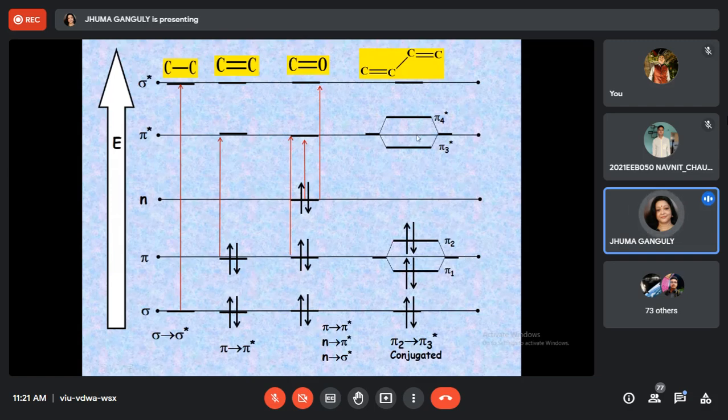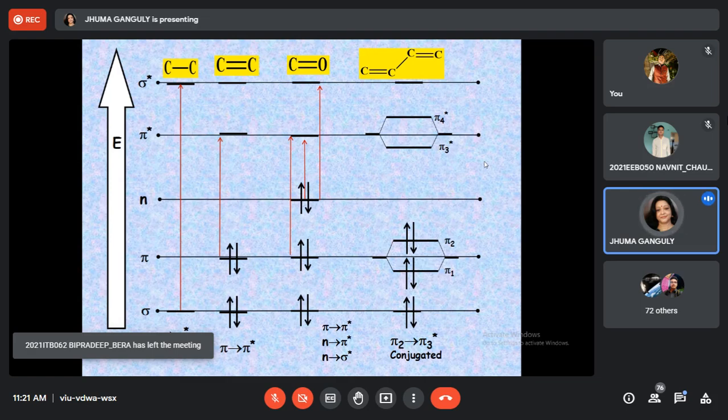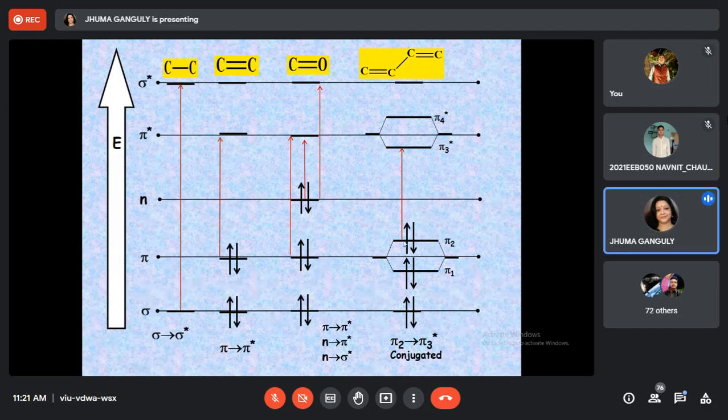The same thing happens for the pi star level. Okay, the same thing happens for the pi star level also. We only consider it as pi, so that's why I am showing it this way. So pi 3 star and pi 4 star. How many electrons are filled up in the lower energy level? Pi 1 and pi 2, and the higher energy levels are pi 3 star and pi 4 star. Then the probable transition: this is the minimum energy gap, pi 2 to pi 3. That is the most probable and most frequent, and that is actually the lambda max for the molecule.